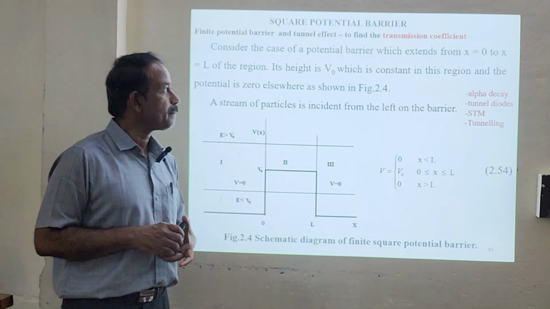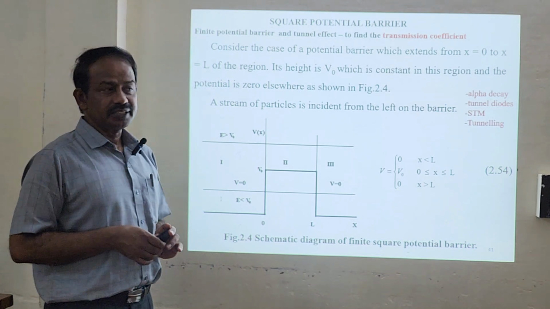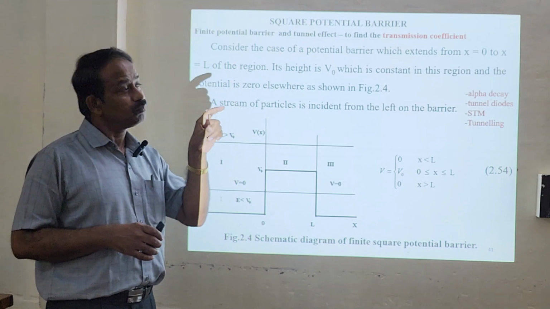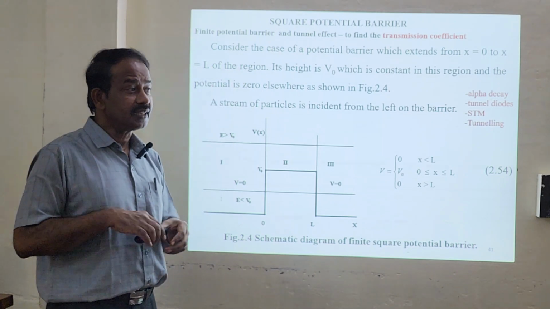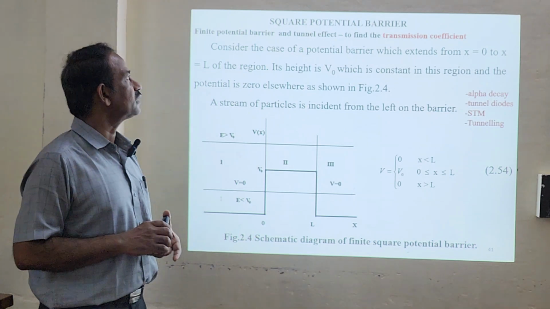Today we are going to discuss in detail the square potential barrier, the finite potential barrier and the tunneling effect. We are going to find the transmission coefficient. We are not going to find the wave function or eigenenergy values, but something more important: the transmission coefficient and the reflection coefficient, but above all, the transmission coefficient is very important.